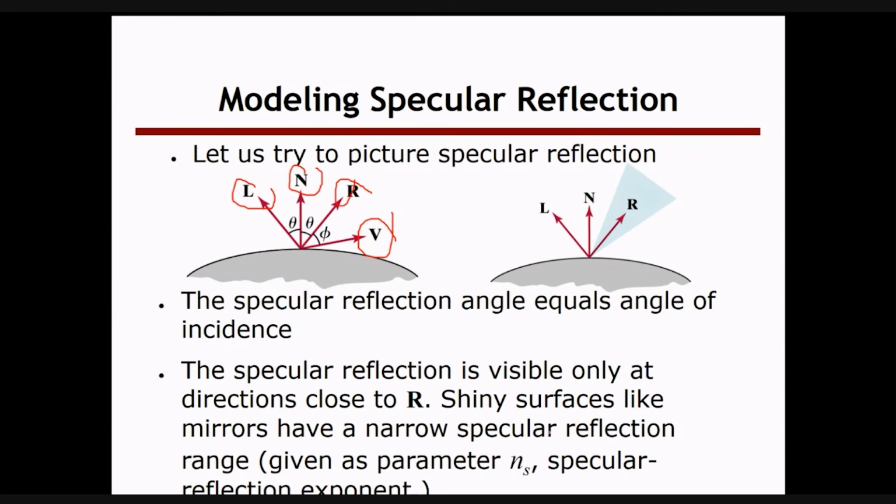The specular reflection is visible only in a direction close to R. Shiny surfaces like a mirror have a narrow specular reflection range. So again, the same thing is here. Similar parameters can be set according to the surface that you are modeling, and at the end you can get that kind of effect. That needs to be understood.